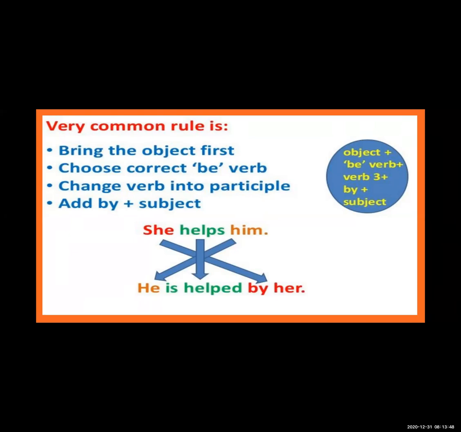Now change verb into participle. Now we have to change the verb. Now which is the verb? Helps is the verb, and we have to change that into participle. It will become helped. We have simply added ed to that help. Okay, then again after that we have to add by plus subject. By plus subject. So subject means what? Which was the main starting portion of the active part. Okay, that will follow in the last now.